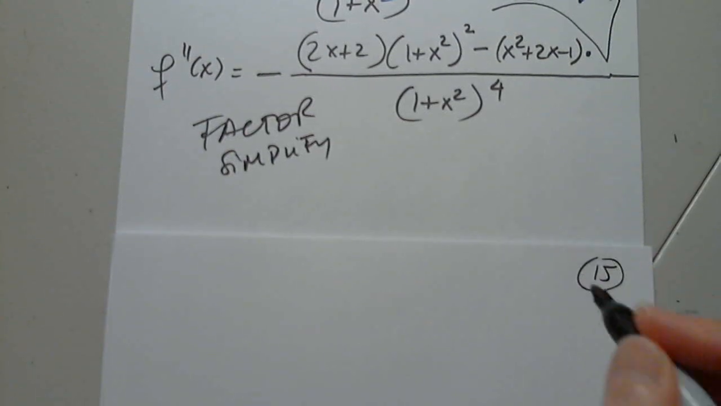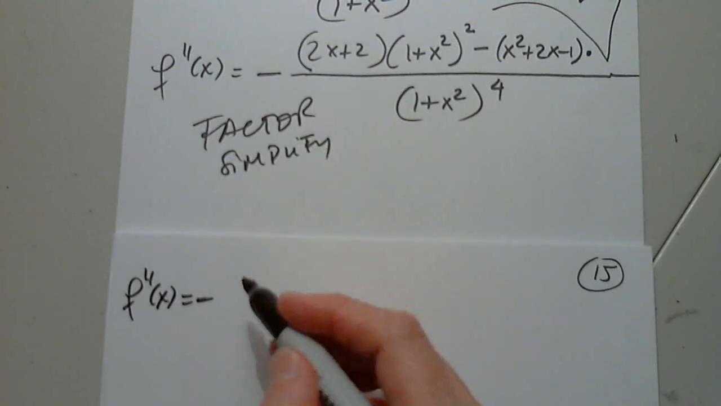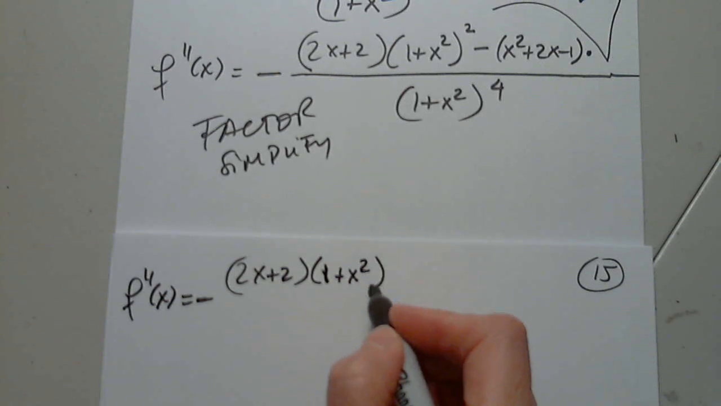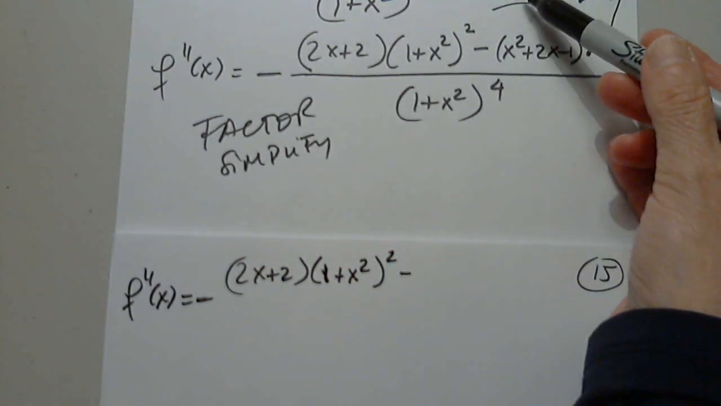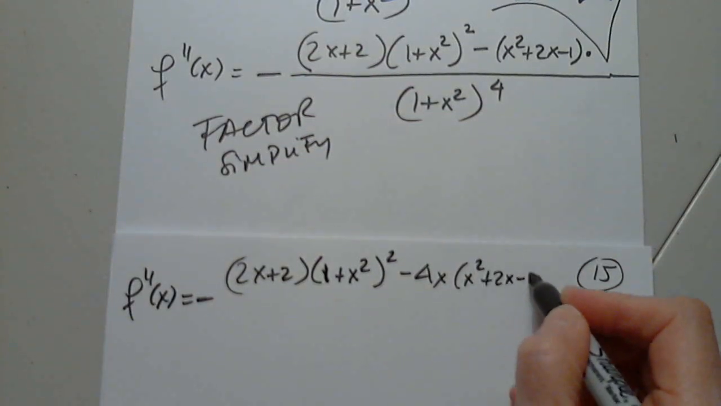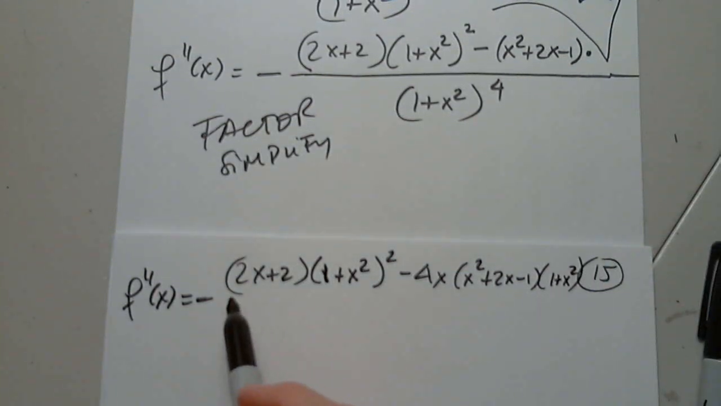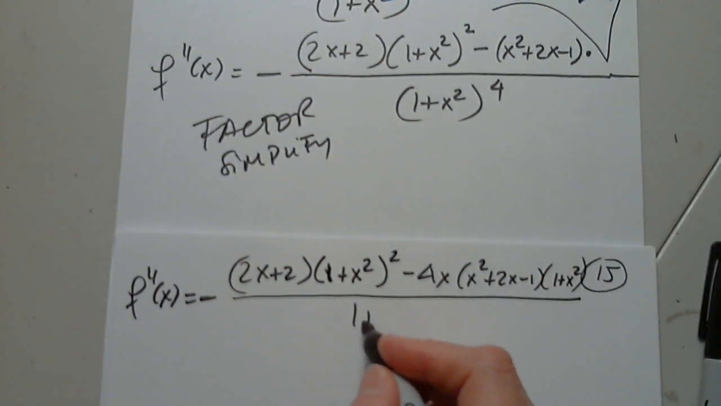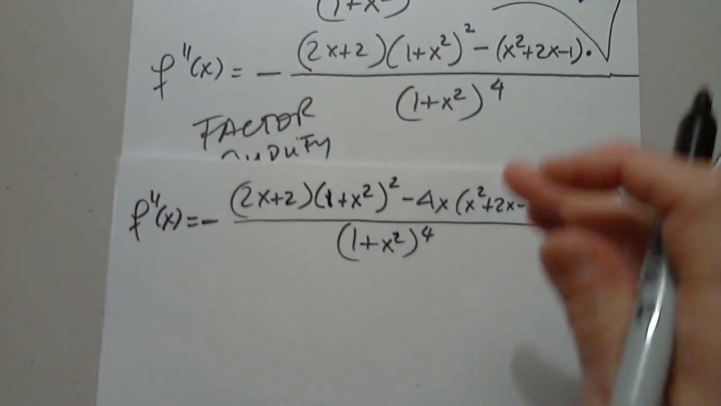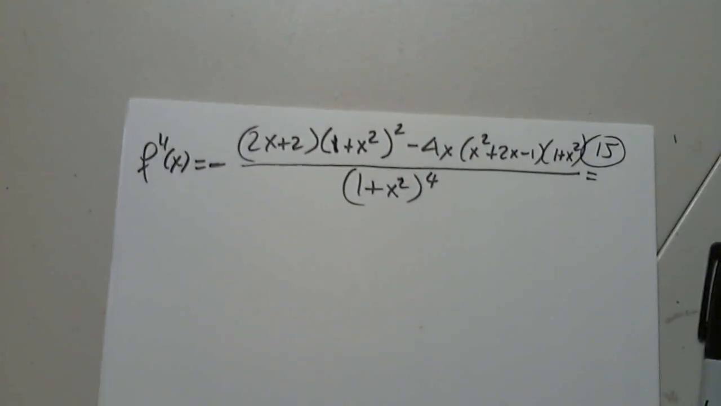Okay. So the second derivative, negative 2x plus 2, 1 plus x squared squared minus 2x times 2, 4x, x squared plus 2x minus 1, and 1 plus x squared. Do not distribute. Do not expand. Don't touch anything, please. We have to factor as much as possible.